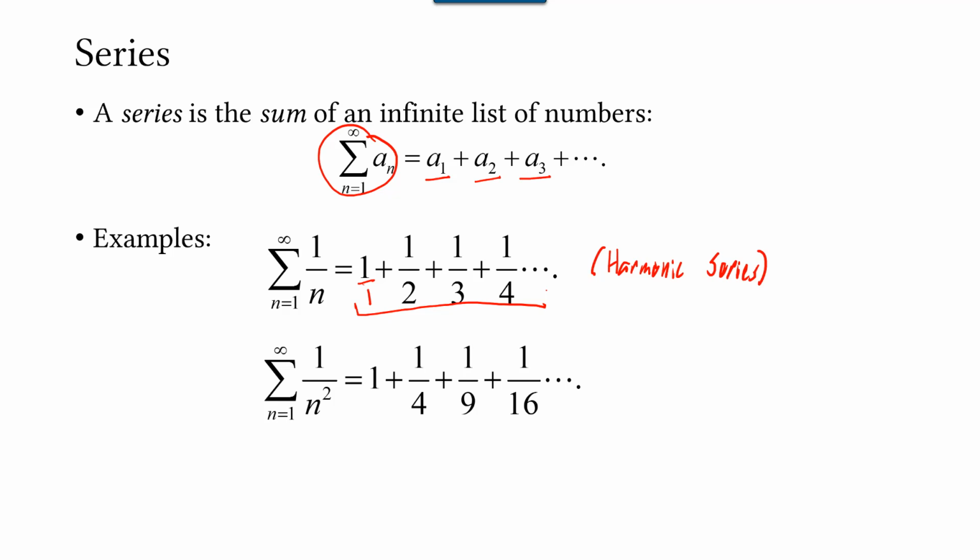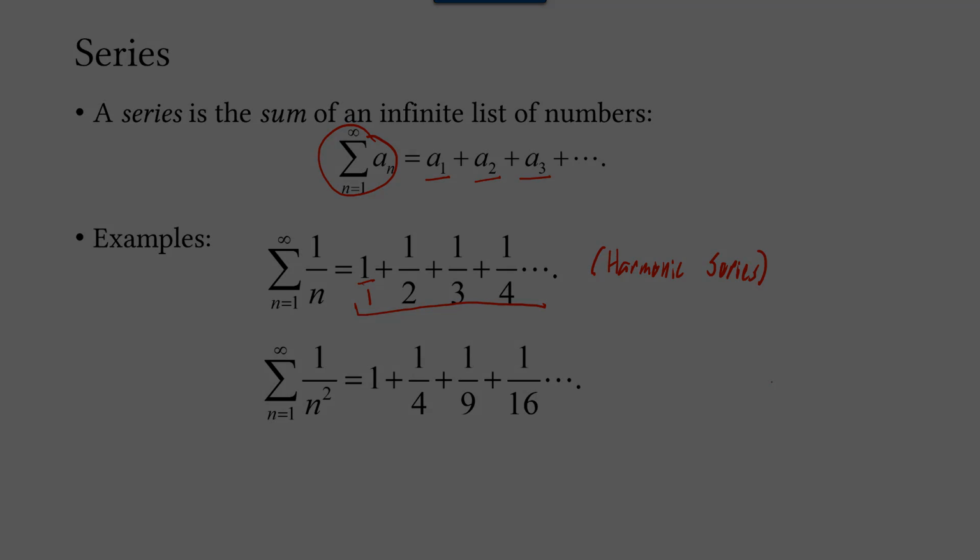Here we have the sum of the reciprocals of the natural numbers squared. So that's going to be 1 over 1 squared, which would just be 1, plus 1 over 2 squared, plus 1 over 3 squared, plus 1 over 4 squared, and so on.